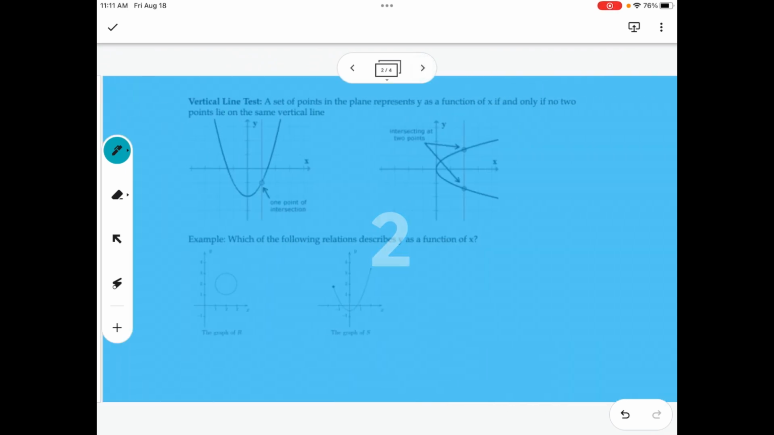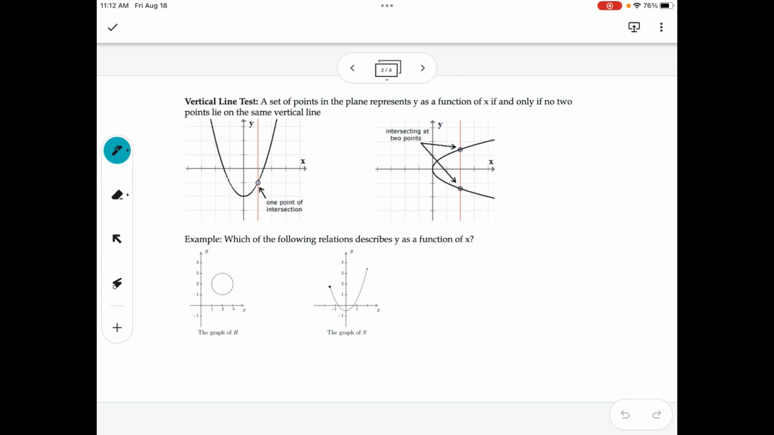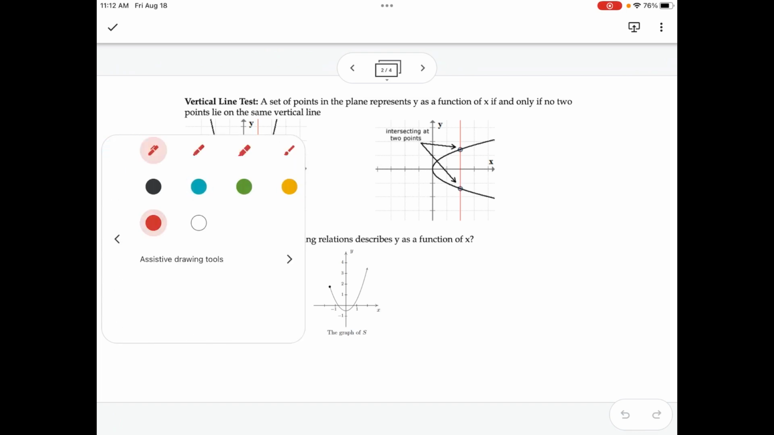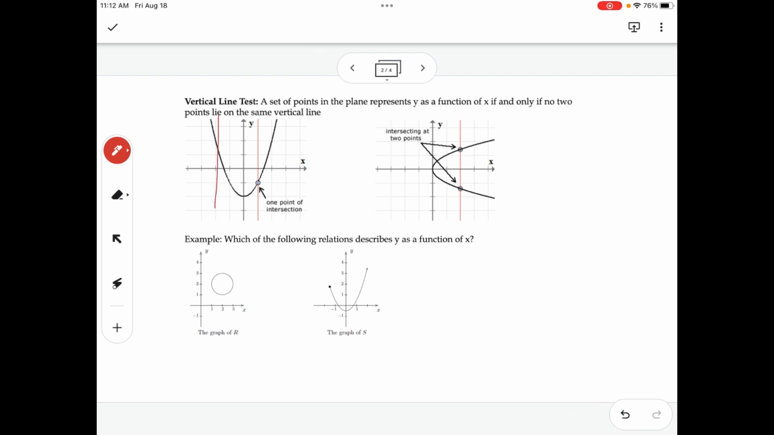Another way to determine this, if we're looking at a graph, is the vertical line test. The vertical line test says a set of points in a plane represents y as a function of x if and only if no two points lie on the same vertical line. So in our example here, I can put a vertical line anywhere on this, what I assume is a quadratic, and it's only crossing my graph one time. There's only one point of intersection in each location. Thus, this is a function because no two points are stacked vertically on top of each other.